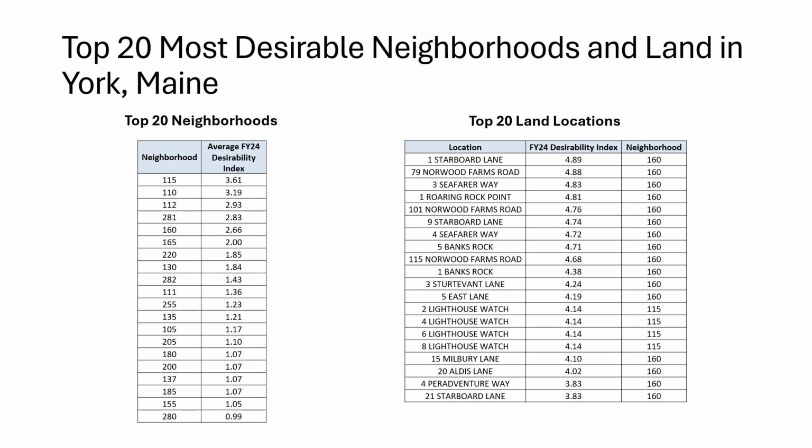This last slide shows the top 20 most desirable neighborhoods and individual properties based on land value. By far, neighborhood 160 has the most desirable properties. There are 16 out of 20 residences listed on the right side of this slide, although the average for the neighborhood puts it at 5 from the top, which is seen on the left table, showing the top 20 neighborhoods. On average, neighborhood 115 on the Nubble has the highest average desirability. If you'd like to know where your land ranks in terms of desirability in York, you just need to know your index number. Thank you for listening.